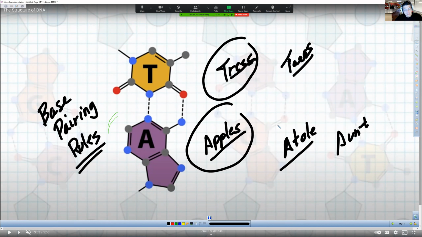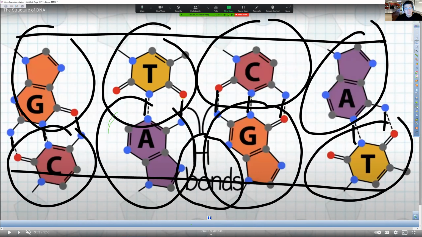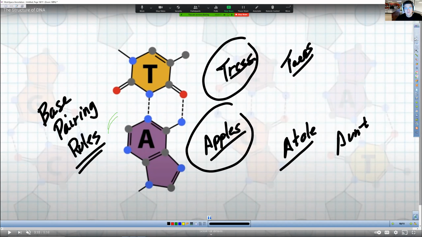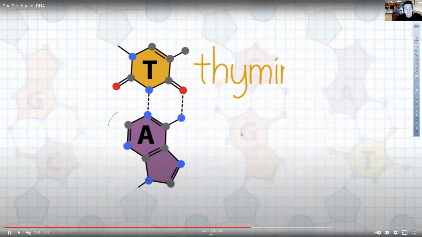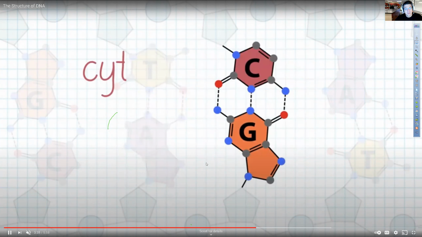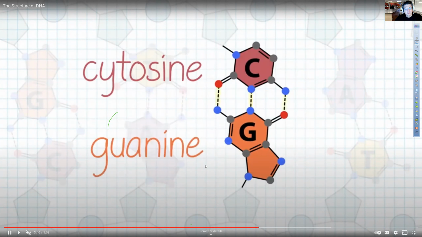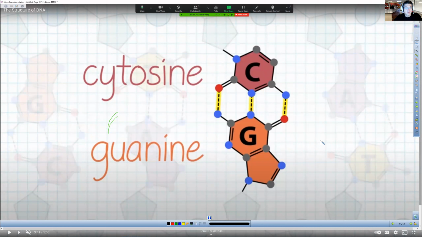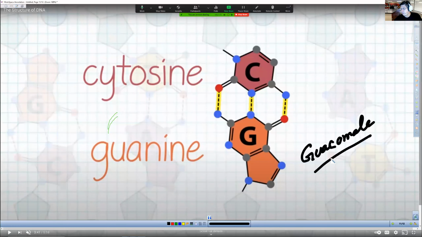Okay, if we go back, that's one base pairing rule. The other base pairing rule is cytosine always pairs up with guanine. So the way I remember it is you can always think of guacamole, right? And what do you always have with guacamole? Chips, exactly. So guacamole and chips, that's how you remember.